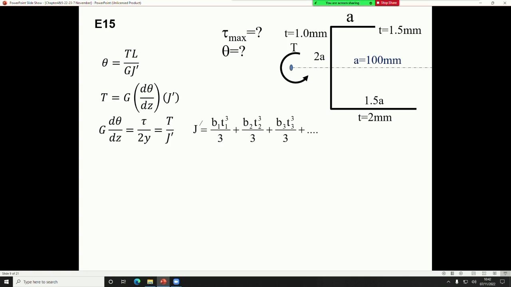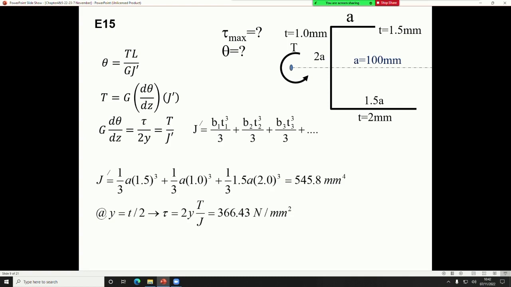So the thickness is variable. So I've written 1 over 3 B1T1 cubed, where B1 is 1.5A, B2T2 cubed, where B2 is equal to 2A, and B3T3 cubed, where B3 is equal to A. Now, if you substitute the values, obviously the maximum shear stresses occur on the top and bottom layers of the thinner strip, not the y-axis. I haven't added a y-axis here.